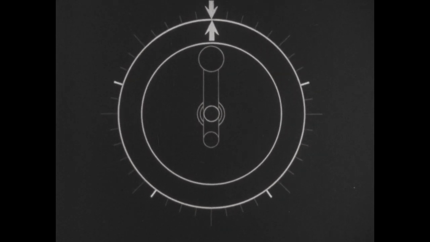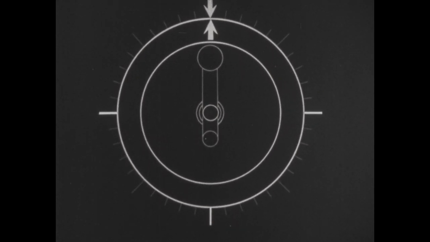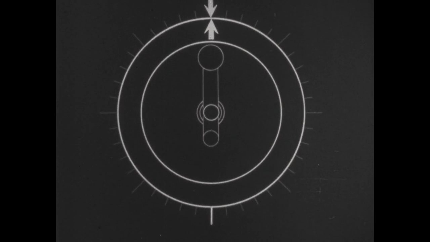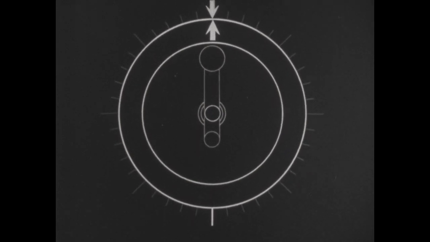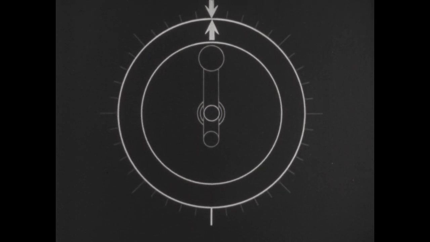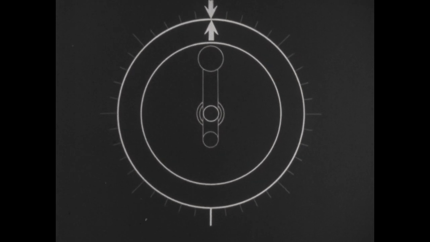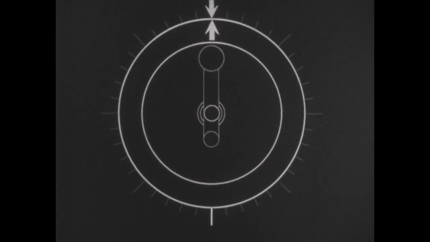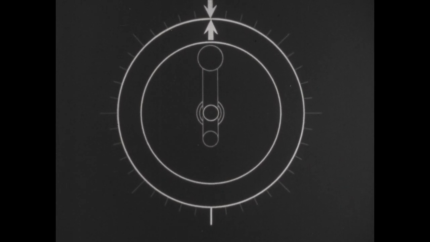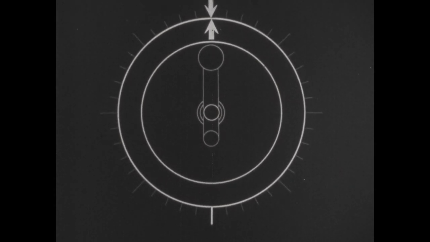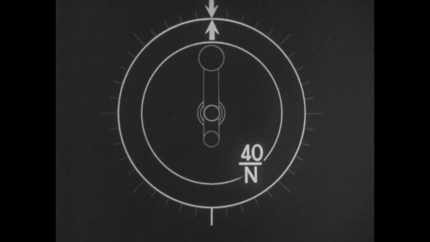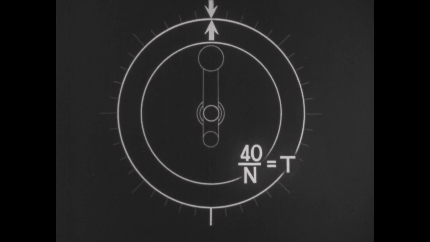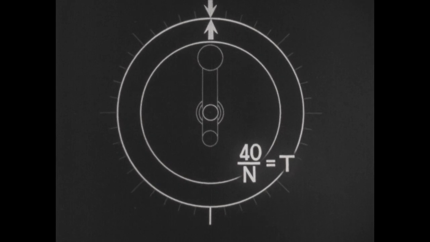8, 5, 4, or 2 cuts could be located just as easily, because they too can be divided equally into 40. In other words, dividing 40 by the number of cuts required will give the number of turns of the crank necessary to locate each cut. This establishes the formula 40 divided by n, the number of cuts to be made, equals T, the required number of turns of the crank.